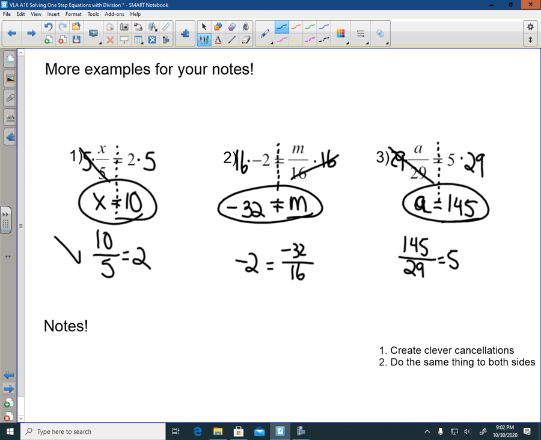So again, every time we do an algebra problem, we're basically doing the same two things over and over. We're creating a clever cancellation, and we're doing the same thing to both sides. Now, this word clever makes it so we kind of do slightly different things every time, because we have to look at what's in the problem and see what's going on and decide what we're going to cancel with. But that's the only thing that really changes. Everything else is all the same. Create clever cancellations, do the same thing to both sides.